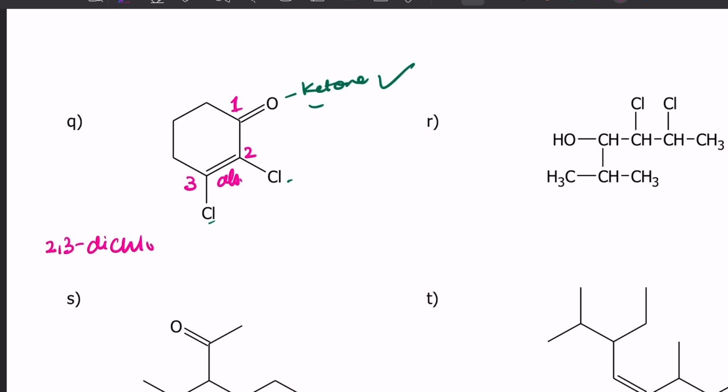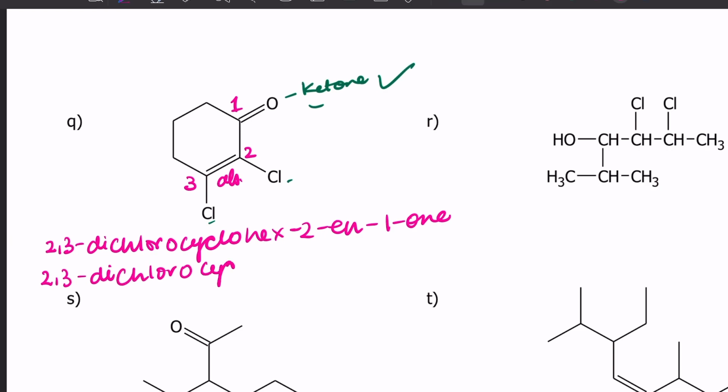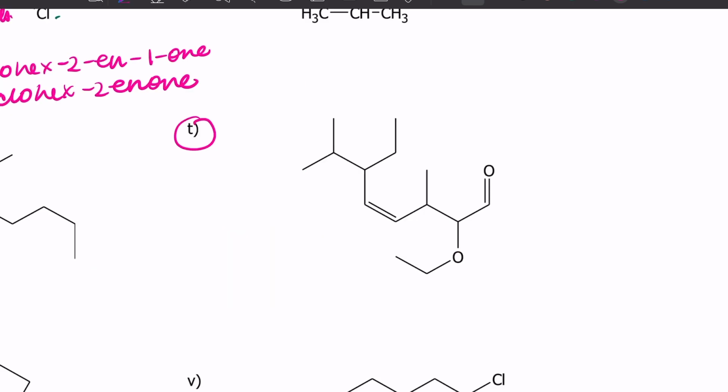2,3-dichlorocyclohex-2-en-1-one, or you could write the same thing as 2,3-dichlorocyclohex-2-enone. That is also acceptable. What else seems okay? Let's look at T.